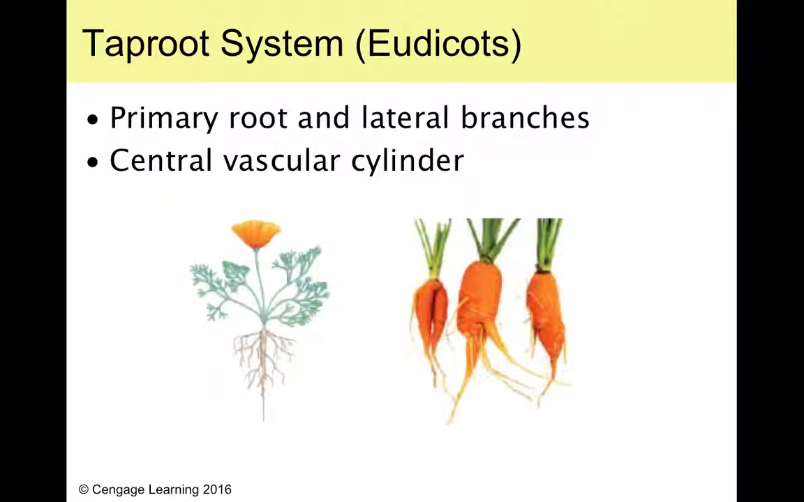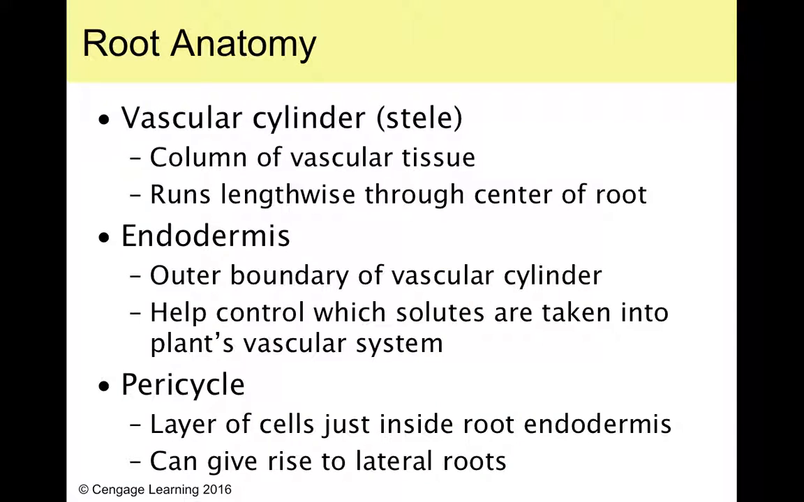So the vascular cylinder in roots is called a stele, and there's all sorts of different types of steles, but we won't get into that necessarily. Just know that that's what you call your vascular bundle in a root. It's a column of vascular tissue, xylem and phloem. It runs lengthwise through the center of the root. And we have a few different types of tissue layers. Really, I don't know if we would call them tissue layers, cell layers in a root that we want to know.